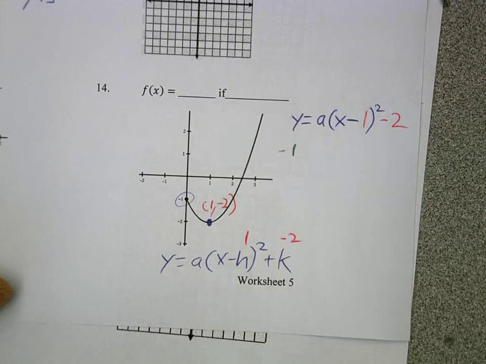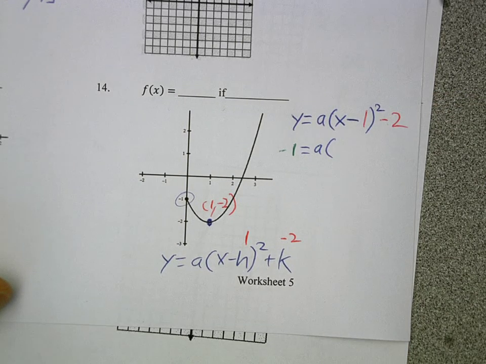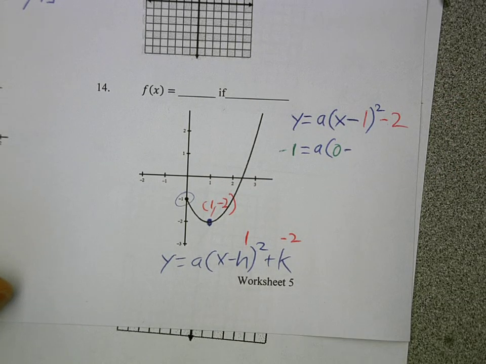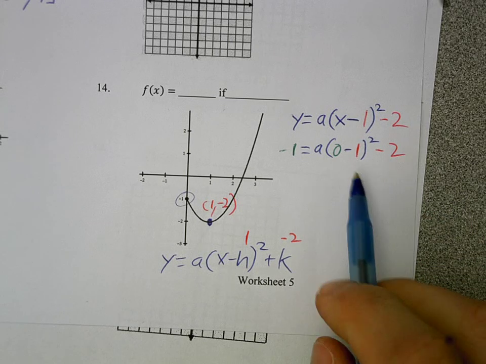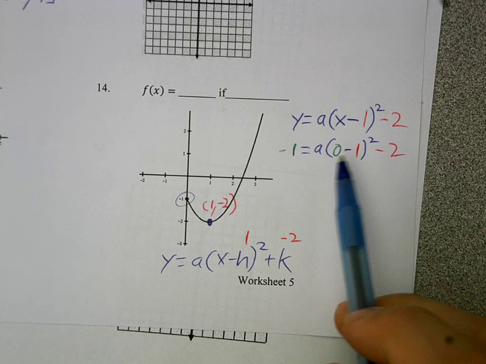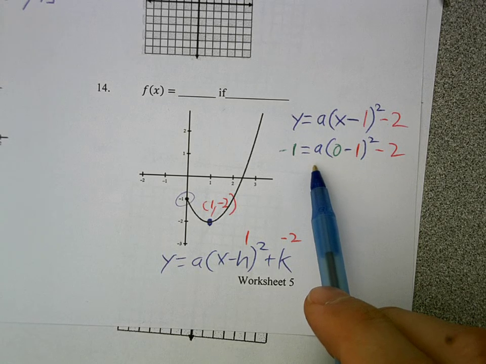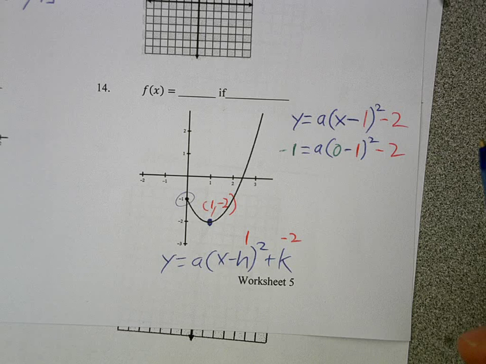So -1 is equal to a times (0 minus 1) squared minus 2. We'll keep with all the color coding here. So does everybody see I've plugged in the vertex in red, I've plugged in another point in green, and the only variable that's left is a. So now I can simplify and solve for a.